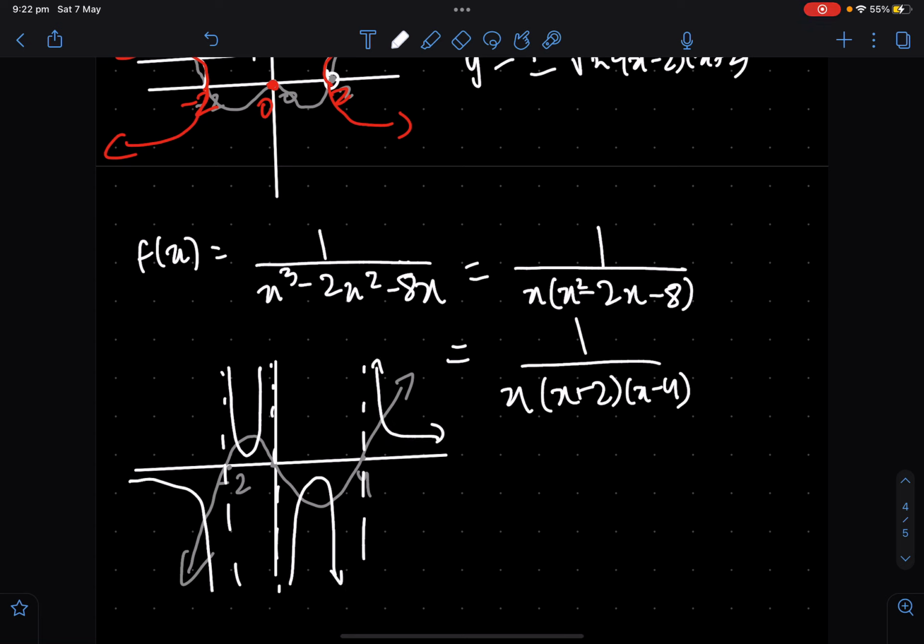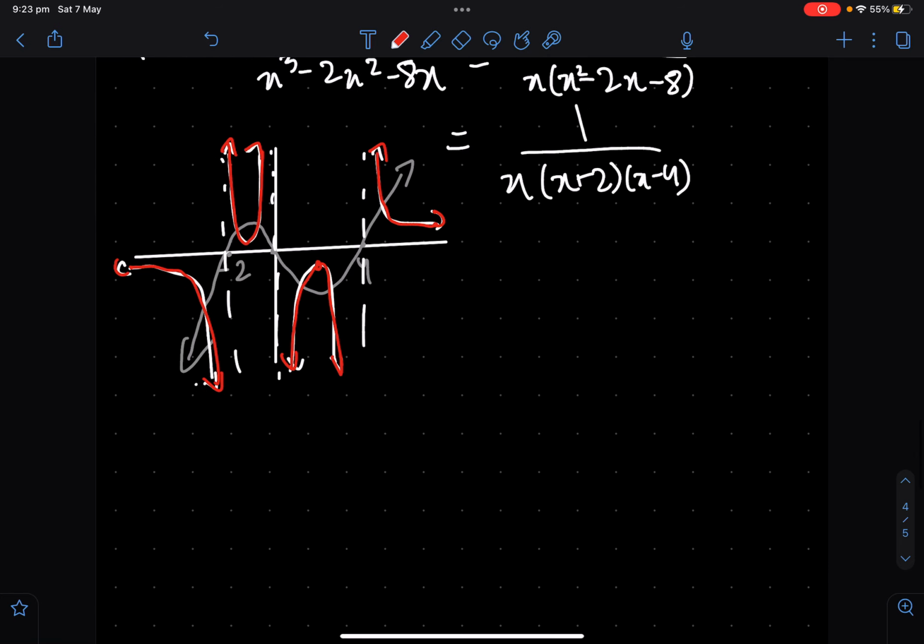And this is our function. The general shape, indeed. And later on, we will actually learn how to calculate these values, where we have the stationary points, using differentiation, which is very interesting. And that's our function right there.